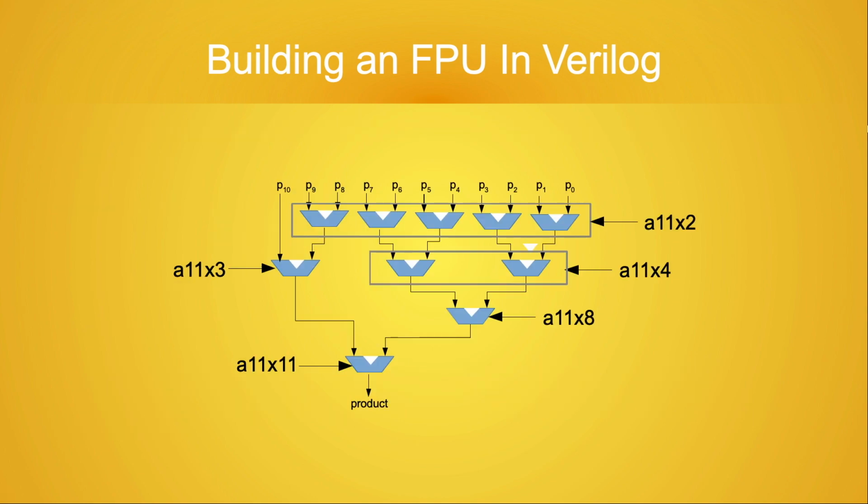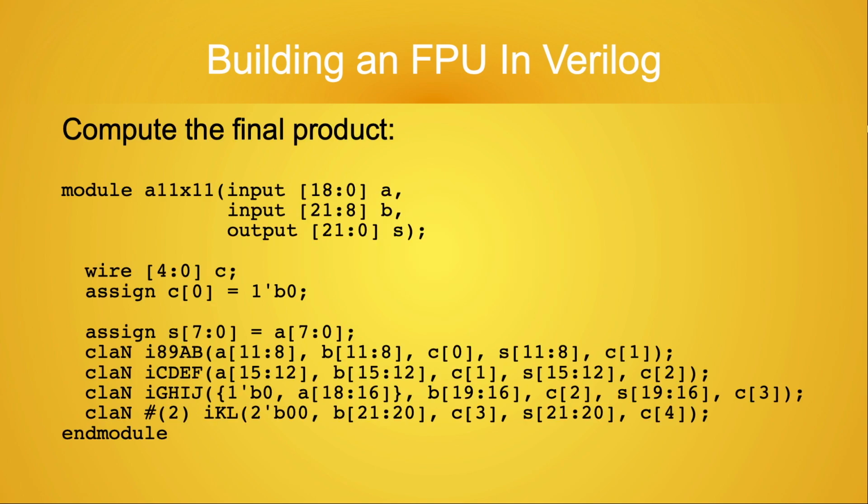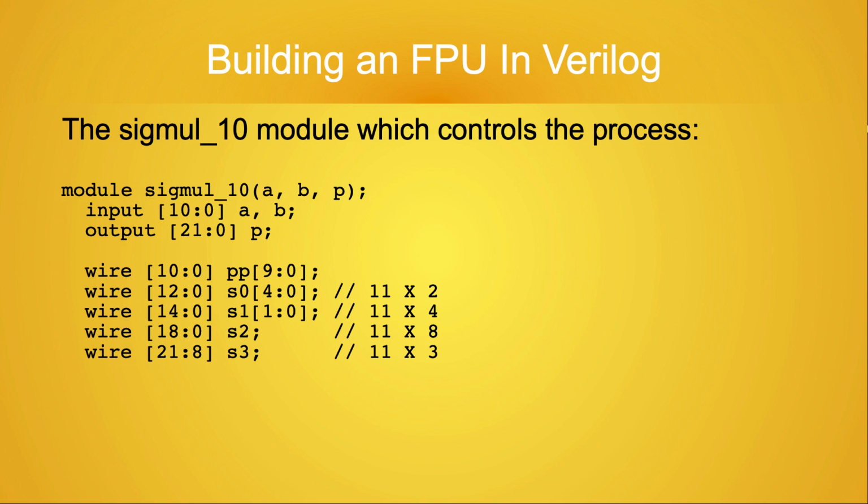The module A11 by 11 adds this sum to the output of A11 by 8 to complete the calculation of the product of the two input significands. Here is the code for A11 by 11. Finally, here is the sigmul_10 module, which controls the instantiation of all the other modules.